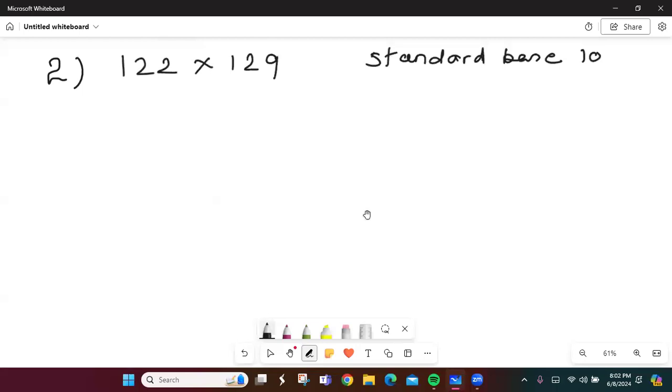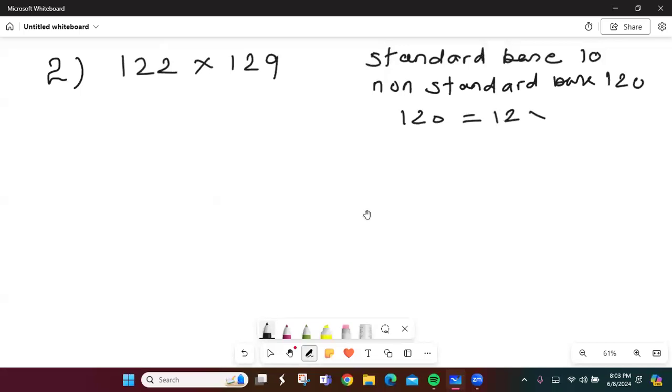And the multiple of 10 nearest to 122 and 129, that is 120. So I will take the non-standard base as 120, and 120 is 12 times 10. So in this case, the non-standard base is 12 times the standard base. We'll follow the same procedure here.